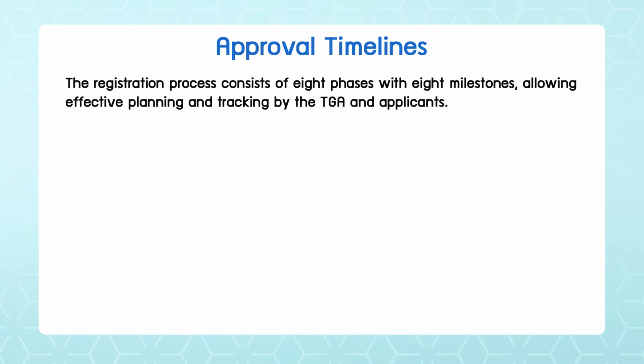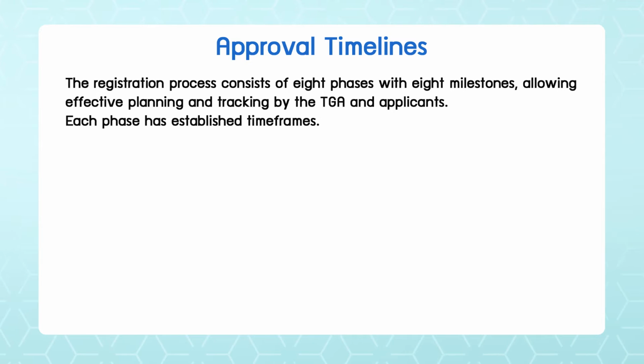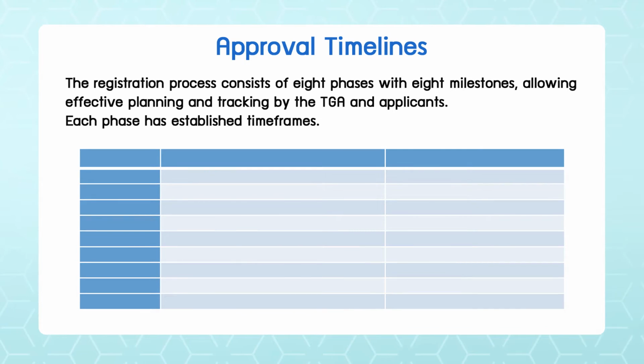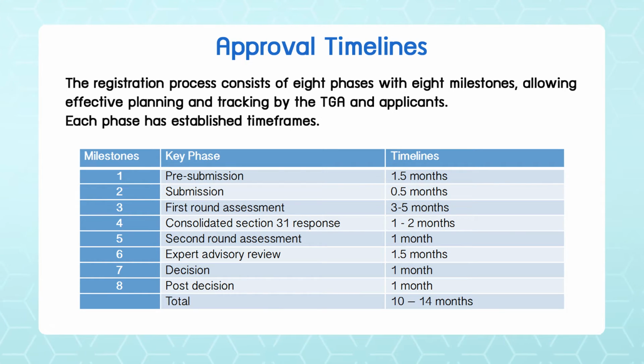So like we discussed, there are 8 phases with 8 milestones, and these are basically the milestones which they expect. For pre-submission, they expect that you should do it at least 1.5 to 2 months prior to your intention to submit. Then there is a submission phase, then the first round assessment, then the response to query, then the second round, then the expert advisory review if required, then there is a decision. So total time would be around 10 to 14 months before you can get an approval.